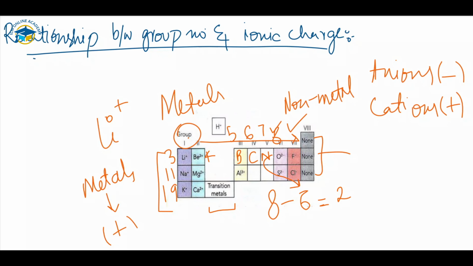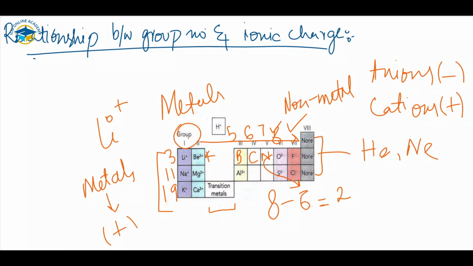And the third one is the change in structure, from giant ionic to giant covalent and then to simple molecular structure. Elements present in group number 1 and 2 form giant ionic structures, the non-metals form giant covalent structures, and the noble gases form simple molecular structures. They are mostly present as helium, neon, argon, krypton, like this. They don't form giant structures. So this is about the periodic properties of the periods.